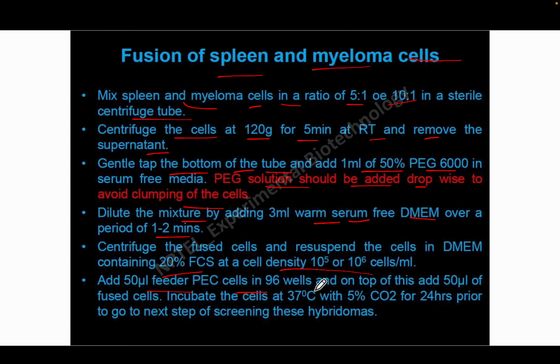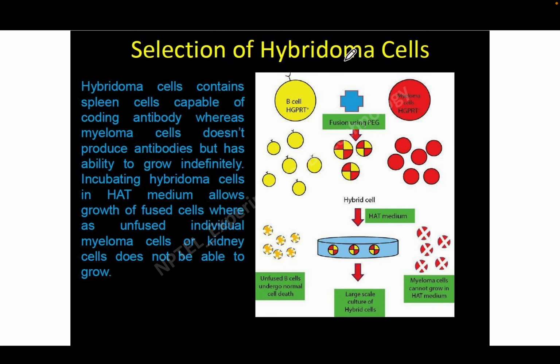Then add feeder cells in a 96-well plate, and on top of this add 50 microliters of fused cells. Incubate the cells at 37 degrees, 5% CO2 for 24 hours prior to going to the next step for screening those hybridomas. Now the selection of hybridoma cells. Hybridoma cells contain spleen cells capable of coding antibody, whereas myeloma cells do not produce antibodies but have the ability to grow indefinitely. Incubating hybridoma cells in HAT medium allows growth of fused cells, whereas unfused individual myeloma cells or spleen cells are not able to grow.